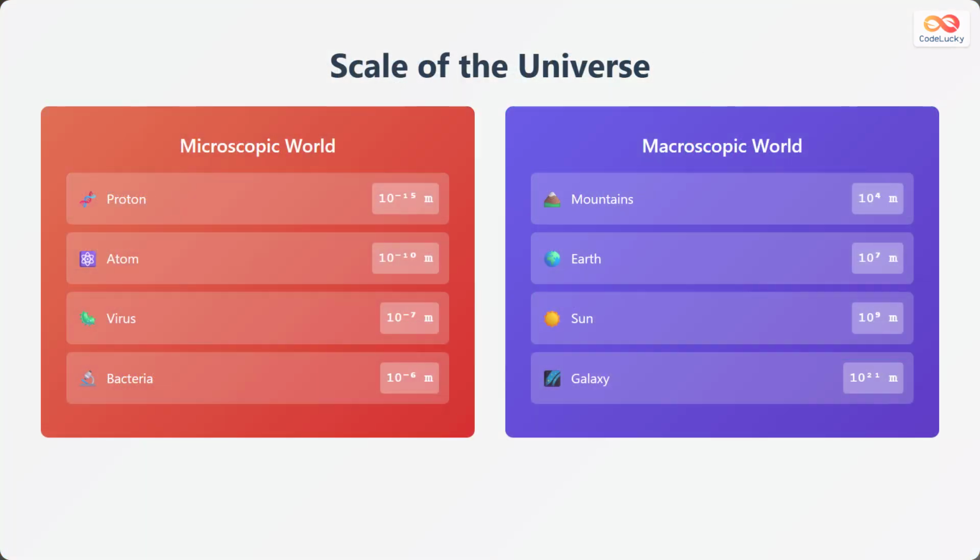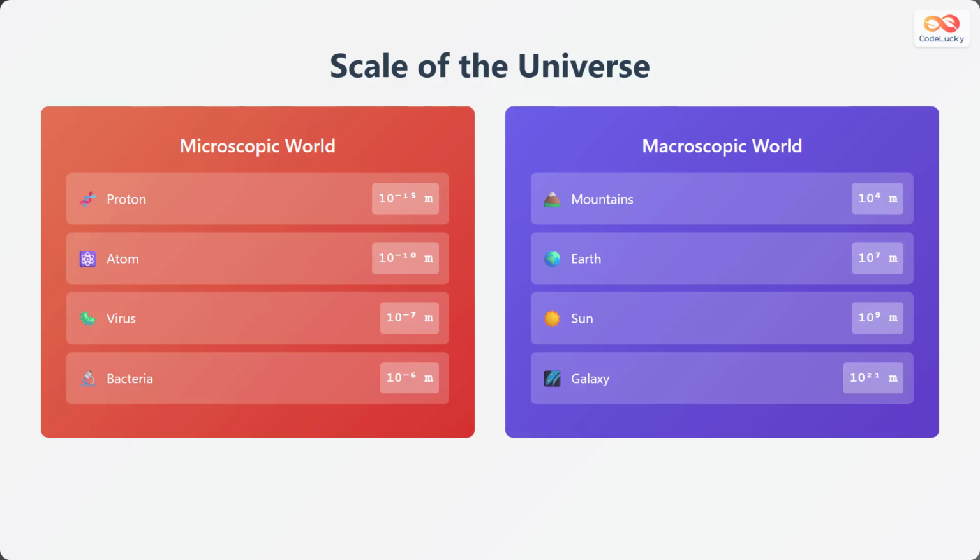Scientific notation is extremely helpful when dealing with the wide range of scales in the universe. Let's explore some examples from the microscopic to the macroscopic world. In the microscopic world, we have the following examples. A proton has a size of approximately 10 to the power of negative 15 meters. An atom has a size of approximately 10 to the power of negative 10 meters. A virus has a size of approximately 10 to the power of negative 7 meters. And a bacteria has a size of approximately 10 to the power of negative 6 meters.